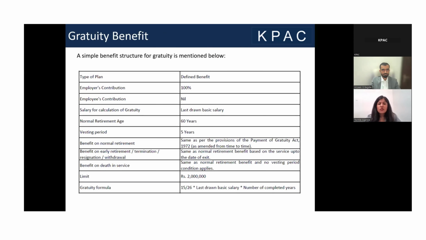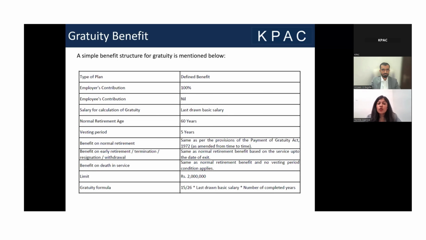Here, let's talk about a simple benefit structure that we can consider for a simple gratuity plan. It captures essentially the key things that are required in any gratuity valuation. First is the salary used for the gratuity valuation, which is the last drawn basic salary. Then we have a normal retirement age for the company, which is 60 years. We have a vesting condition of 5 years that states that any employee who needs to be eligible for a gratuity benefit needs to have a minimum of 5 years of service in the company.